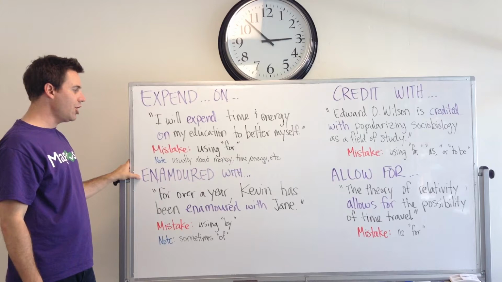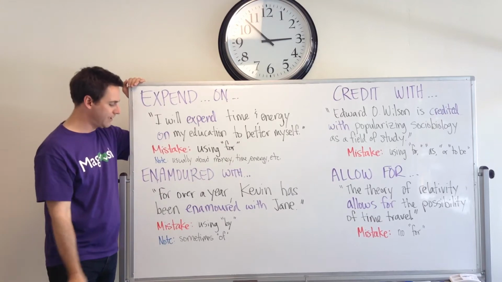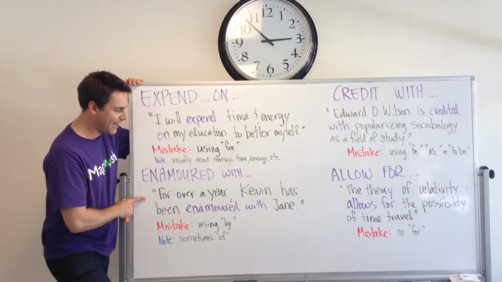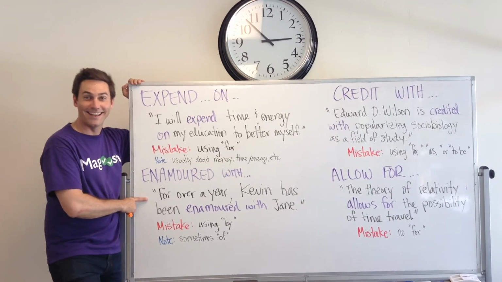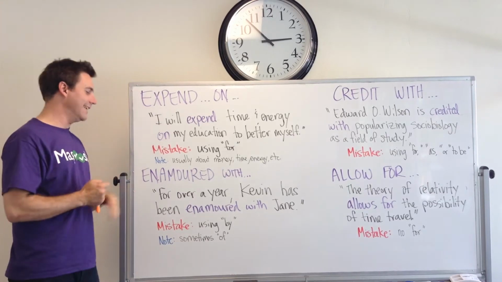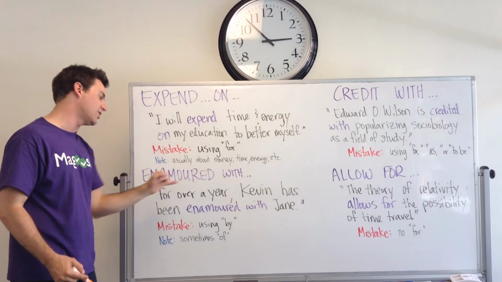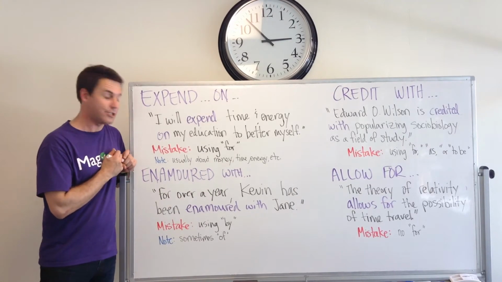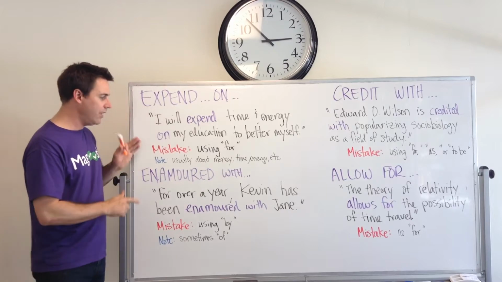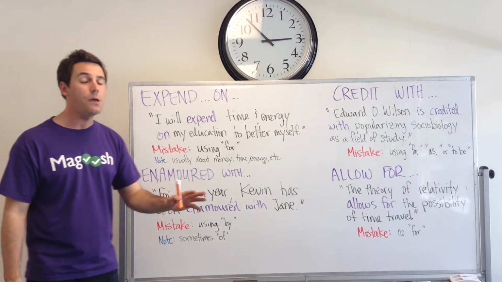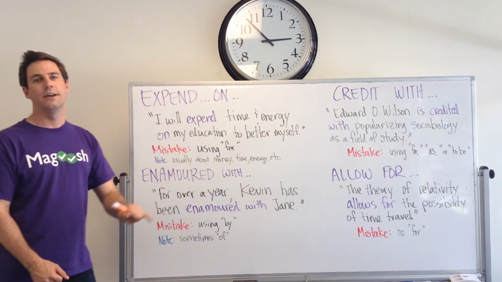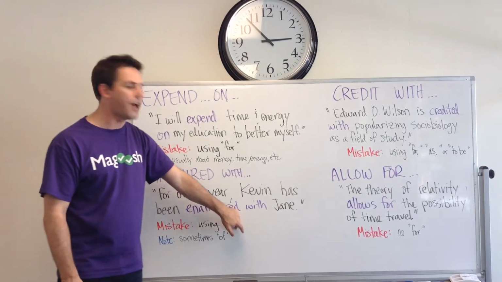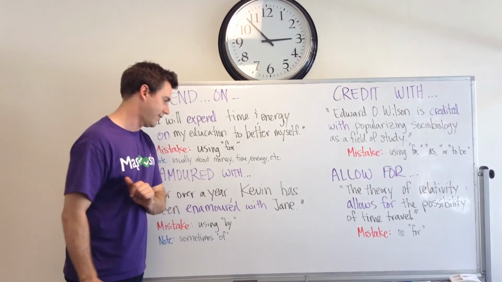Next, enamored with. So the example here is, for over a year, Kevin has been enamored with Jane. The mistake is to use by instead of with, so enamored by is actually not idiomatic, so avoid it. I will say there's a small note that sometimes you'll see an of, but very rare. So make sure it's enamored with, and there's usually nothing in between enamored and with.